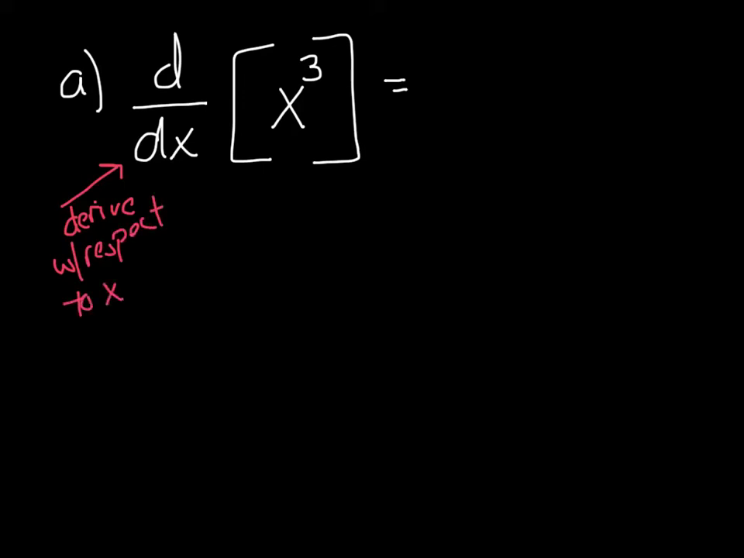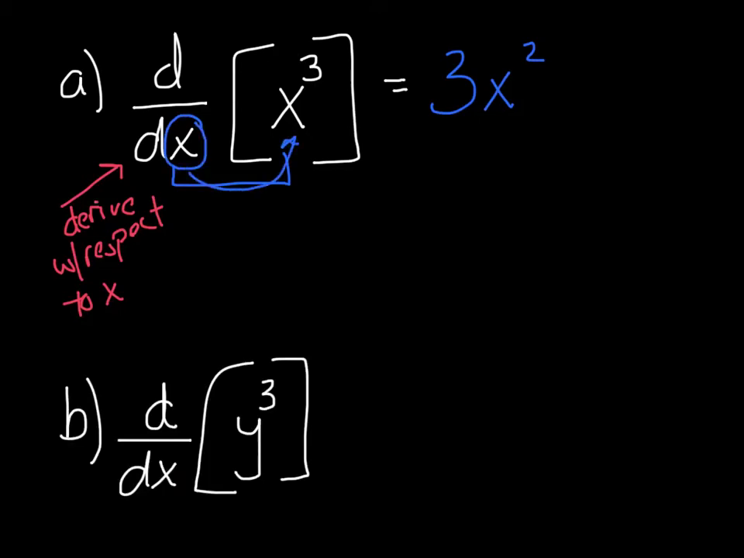So basically, my goal is, do these variables match up? If they do, I'm just going to go about my normal business. The derivative of x cubed is simply 3x squared. And again, that's because these variables match. I'm taking the derivative with respect to x, and x is my variable.